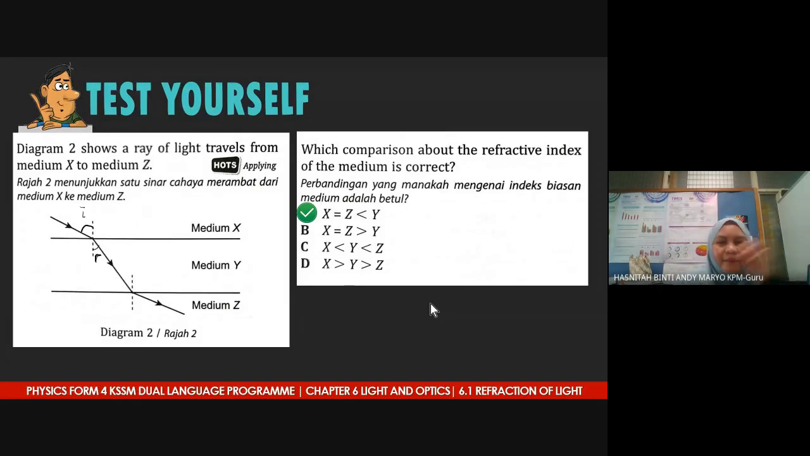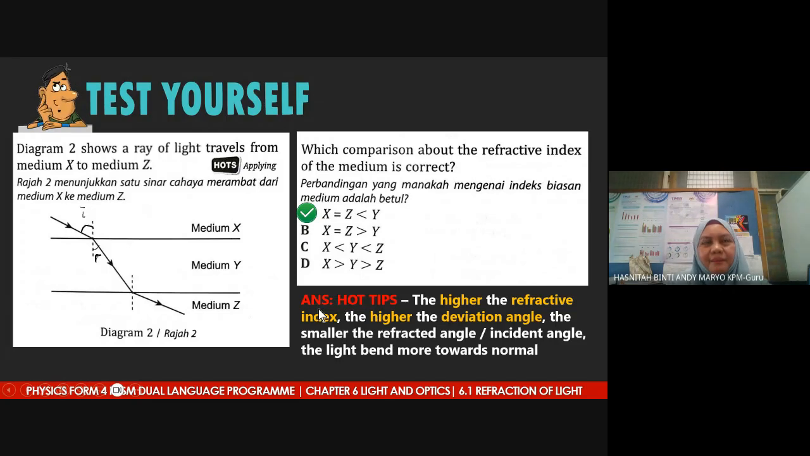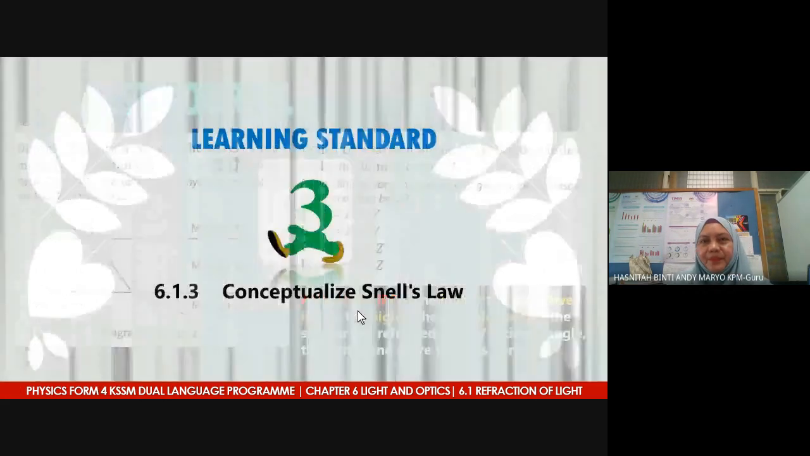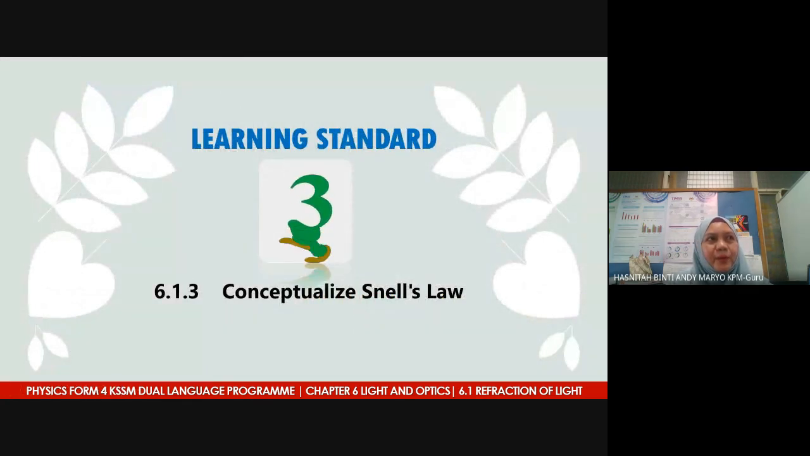Okay, are you clear? So this is the idea: the higher the refractive index, the greater the deviation angle, so the smaller the refraction angle. The light bends more towards the normal in a higher refractive index medium, which is medium Y. That is to do with the second learning standard, to understand refractive index. So what is refractive index? It is the ratio of the speed of light in vacuum to the speed of light in the medium.